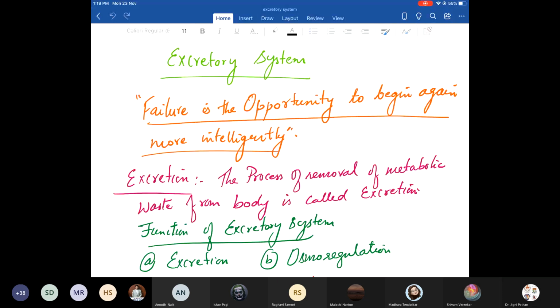So the excretory system, the main function is, one is excretion, that's removal of waste. Other is to maintain the osmoregulation, osmolarity of the body. So these are the two important functions performed by excretory system.